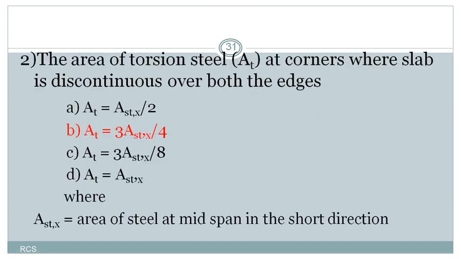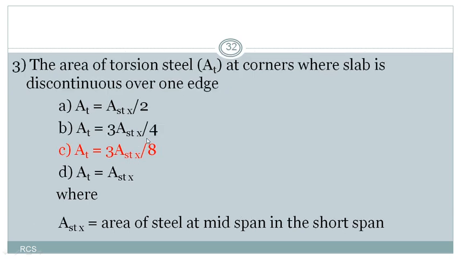The second question: the area of tension reinforcement AST at the corners where the slab is discontinuous over both edges is ASTX by 2, 3 by 4th of ASTX, 3 by 8th of ASTX, or AST equal to ASTX. When both ends are discontinuous, we provide torsional reinforcement of 3/4 of ASTX. That is, option B is correct. Similarly, another question: the area of tension steel AST at the corners where the slab is discontinuous over one edge is half of 3 by 4th of ASTX. Option C is correct, that is AST equal to 3 by 8 of ASTX.